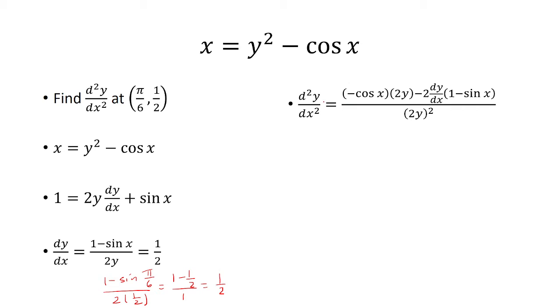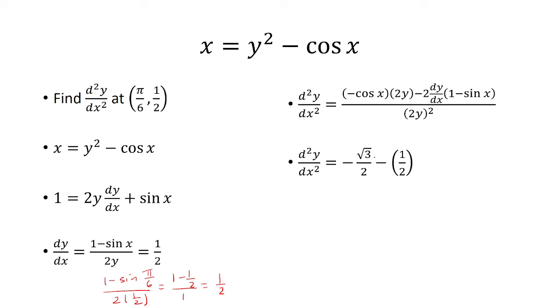Now we're going to take the second derivative. So let's take the derivative of the first derivative. Apply the quotient rule. The derivative of 1 minus sine of x is negative cosine x. Multiply that by 2y minus, take the derivative of 2y, which is 2, and then 2 dy dx, and then multiply that by 1 minus sine x. Finally, divided by 2y quantity squared.